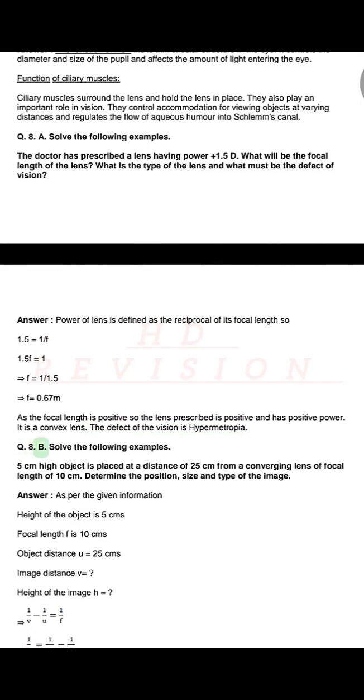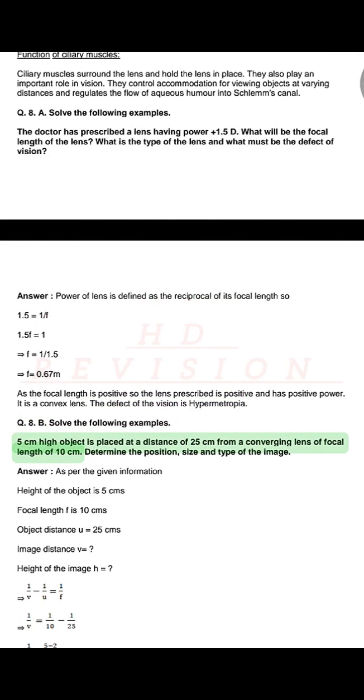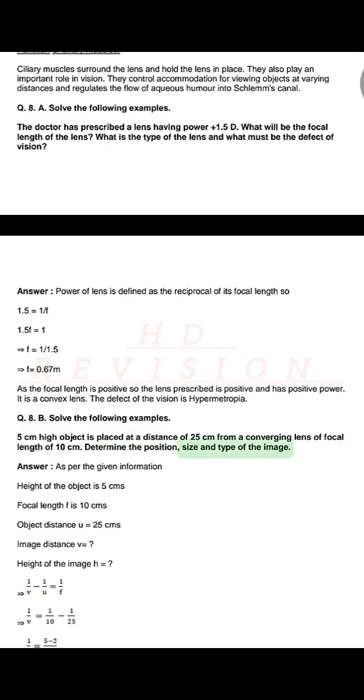Q. B. Solve the following examples. A 5 cm high object is placed at a distance of 25 cm from a converging lens of focal length 10 cm. Determine the position, size and type of the image.